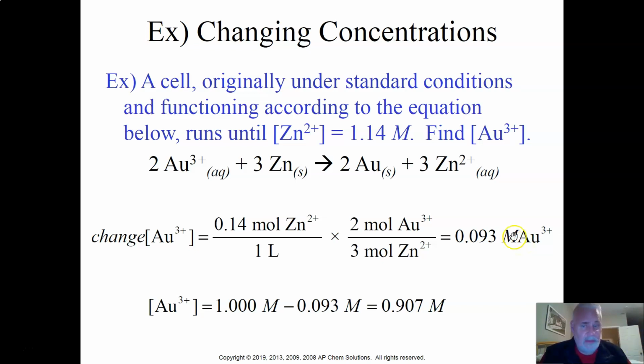Important to remember that you're starting at 1. Really let this number drive the sig figs, because this is pretty much as many sig figs as you need. So since this was 3 places to the right, use 1 at 3 places to the right, and then 0.907 would be the corresponding concentration of gold if the zinc had gone up by this factor.